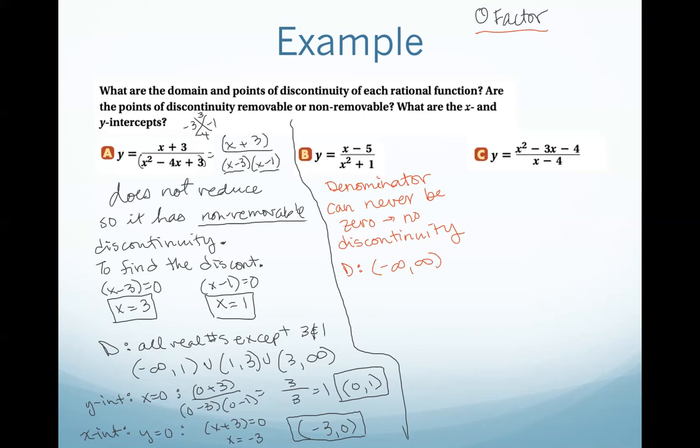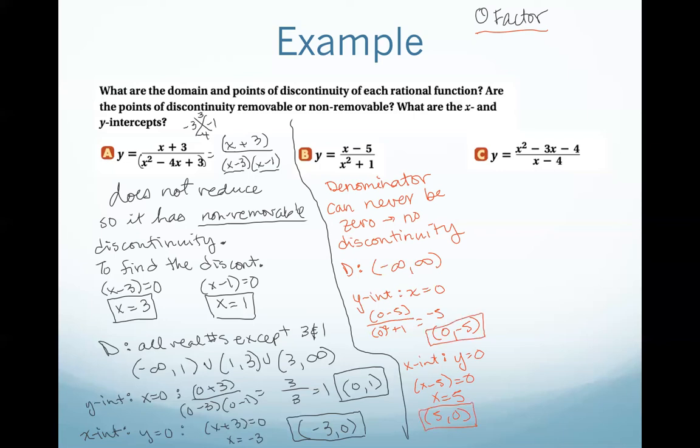So let's find the y intercept first by setting x equal to 0. We get 0 minus 5 divided by 0 squared plus 1, which is negative 5, giving us the point (0, -5). And then let's find the x-intercept by setting y equal to 0. In order to get a fraction that equals 0, the numerator has to be 0. So we set x minus 5 equal to 0 to get that x equals 5, giving us the point (5, 0).